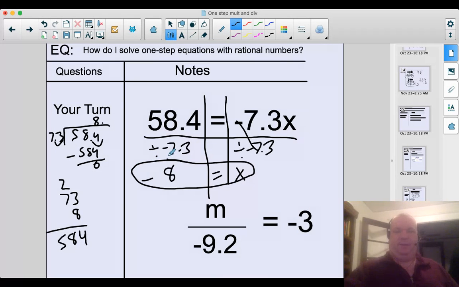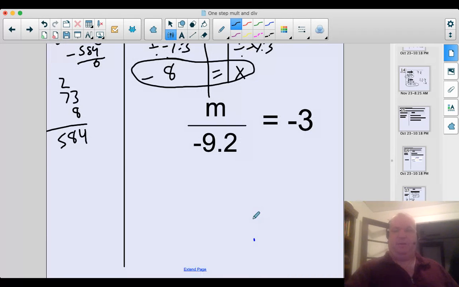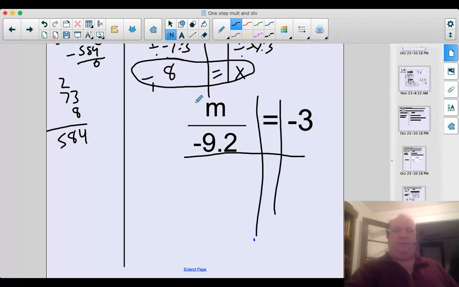Okay. All right. One more here. Do my train tracks. Here's one where we have division happening. The variable is being divided by a negative 9.2. To undo that, I've got to multiply by negative 9.2. That cancels out. All right. So when I'm multiplying these, it's a negative times a negative, which is going to be positive.